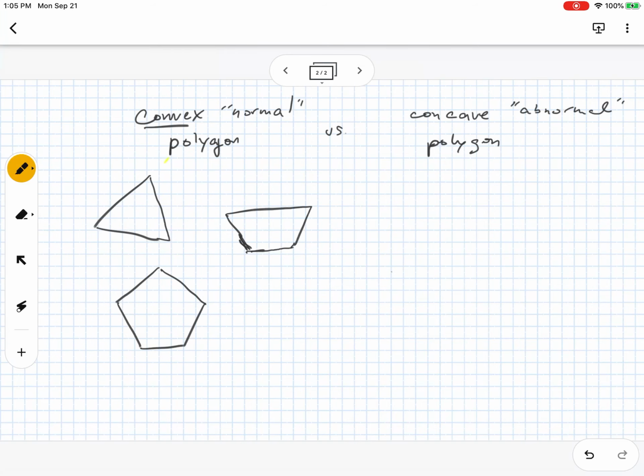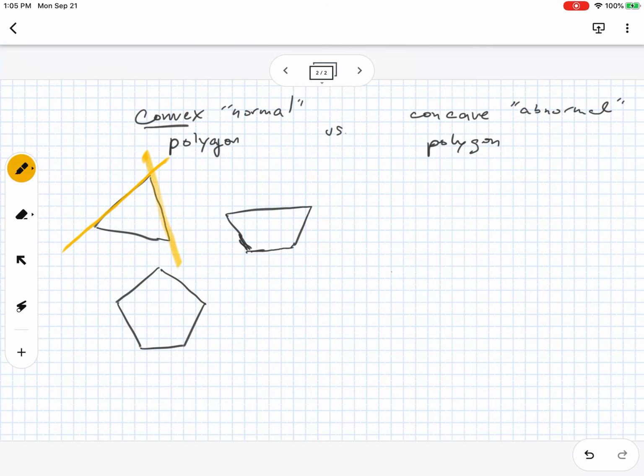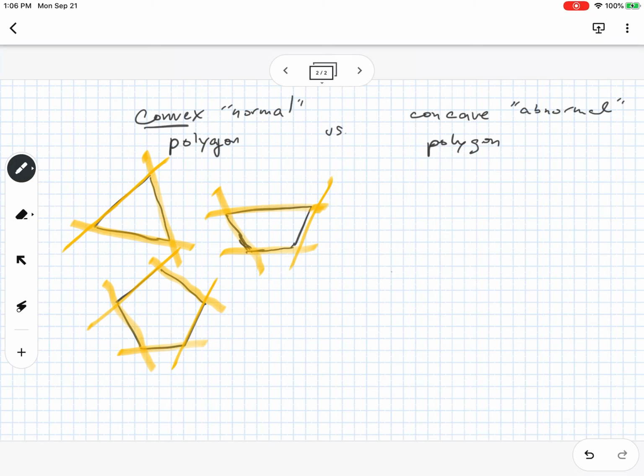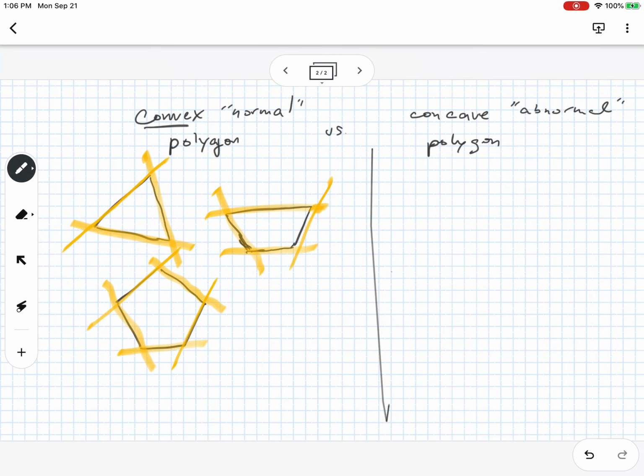Now, why are they convex? Because here's what happens. Notice, when I trace my sides like this, I want you to notice that none of the sides end up inside the triangle. Do you see that? They all stay outside. And this is why they're called convex. And so maybe you're wondering, okay, what would be an example of a concave polygon? Well, let's say we drew something like this.